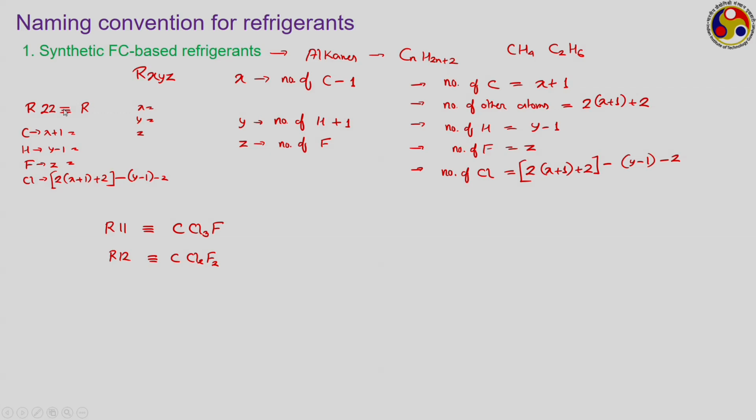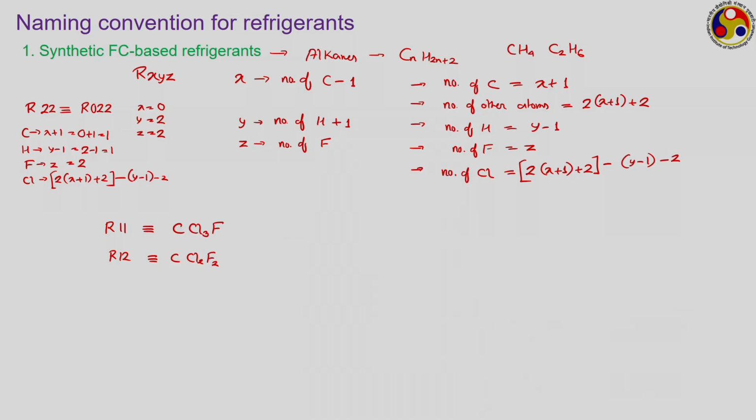for large scale commercial applications. Here again we can write 0, 2, 2. So x is 0, y is equal to 2 and z is also equal to 2. Now, how many carbons are present here? 0 plus 1, that is equal to 1. So it is also methane based, there is just one carbon. Now there is hydrogen, 2 minus 1, that is 1 hydrogen, and there is 1 fluorine also.